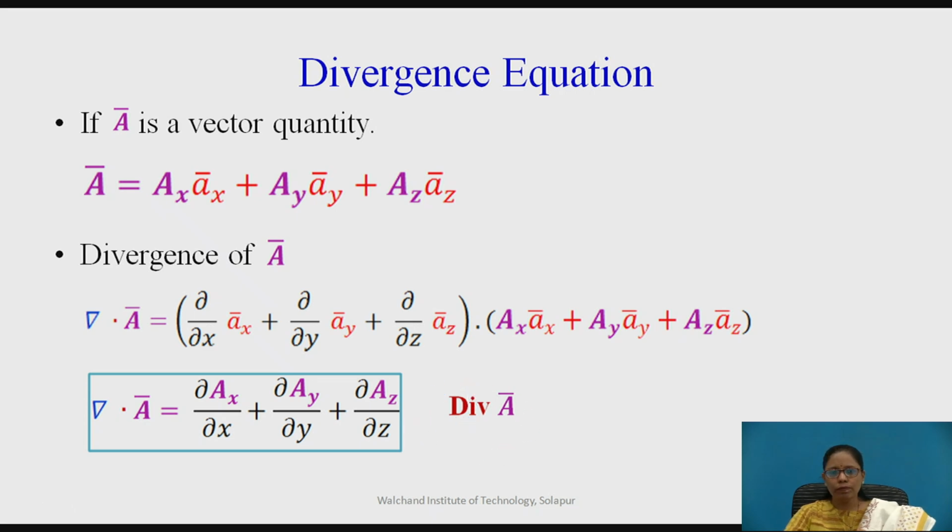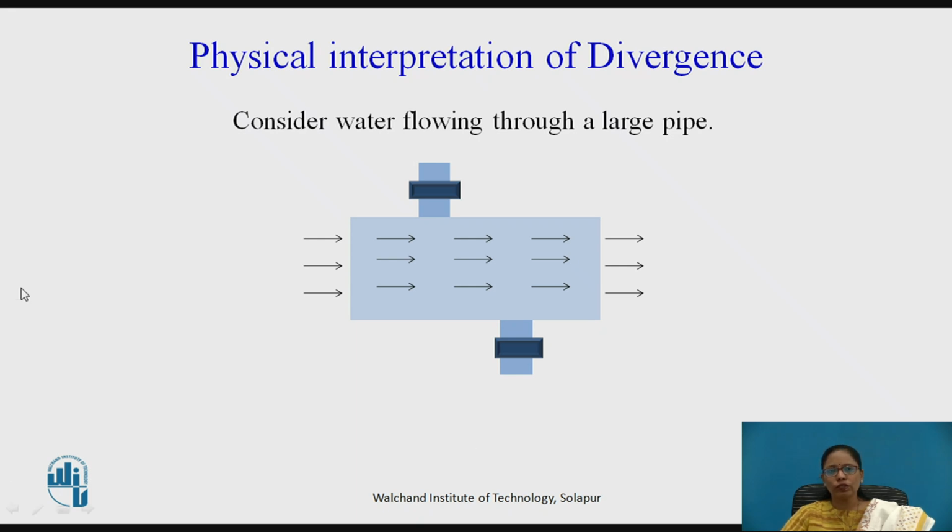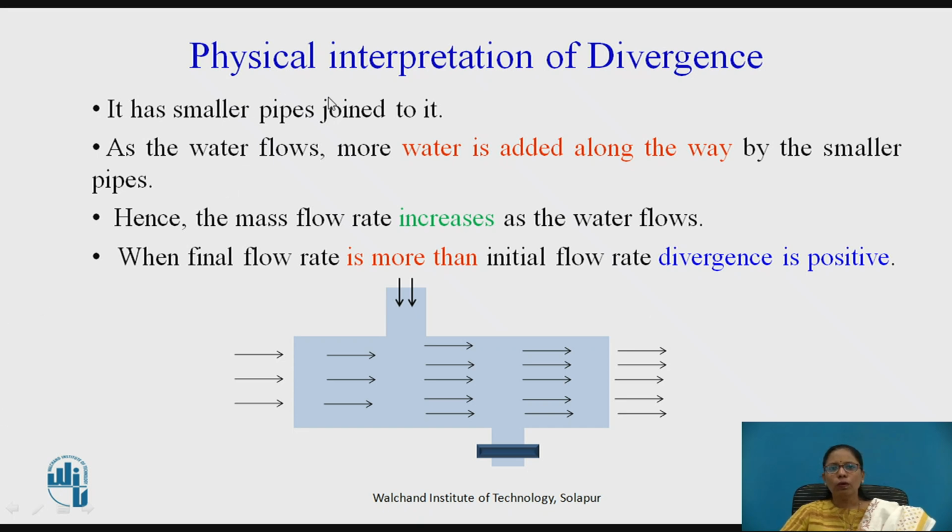Fine, this is the equation, but what about its physical significance or interpretation? So to understand the physical interpretation of divergence, consider a water flowing through a large pipe. Let us assume this is a large pipe. To this, two small pipes are attached and water is flowing through this pipe. Now, this small pipes attached, one of that is acting as an inlet through which also water is added to this large pipe. Now, as you can observe here, I have shown with 3 arrows. Now, when the water is input from this end, the water level is increased, like here you can see with the 5 arrows I tried to show.